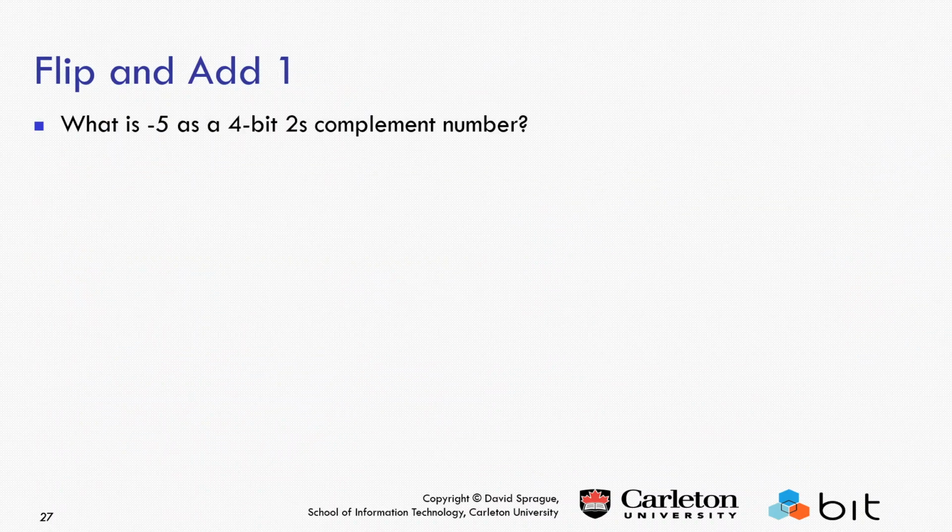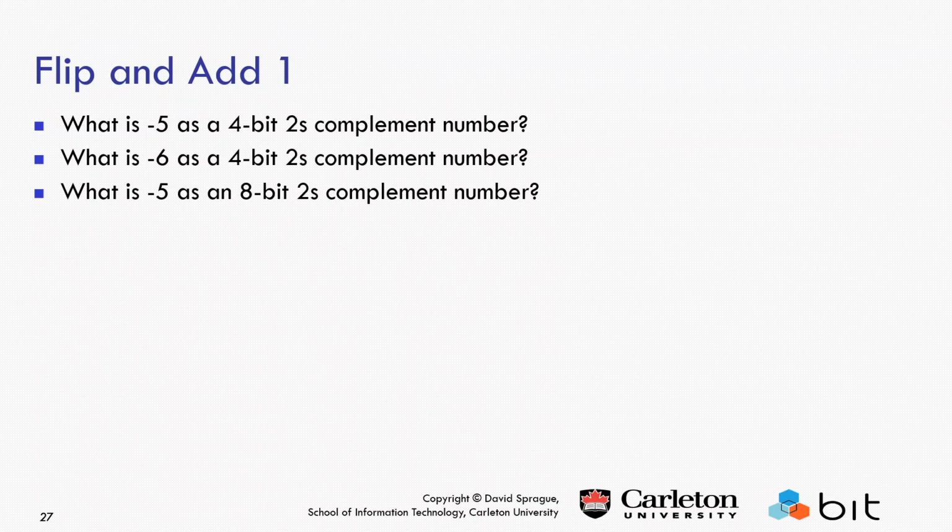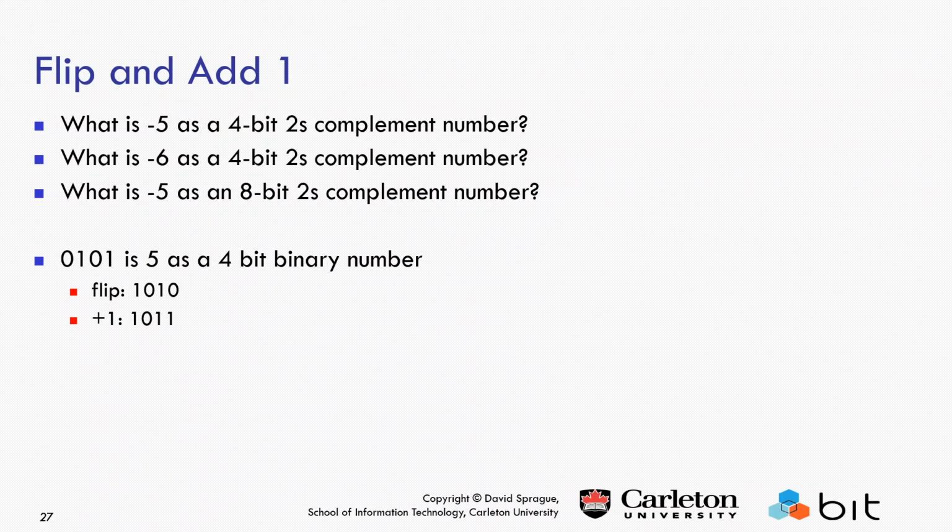Okay, so again, the approach is flip the bits and add 1. So I have -5. What is -5 as a 4-bit 2's complement number? Then we're going to look at -6 as a 4-bit 2's complement number. Then we're going to look at -5 as an 8-bit 2's complement number. Okay, so here's our approach. This is 5 as a binary number. I'm going to flip all the bits. It's 1010. So that's my flip step, from 0101 to 1010. I just flip everything, from a 1 to a 0, 0 to a 1. I then add 1. I get 1011. That is -5 as a 2's complement binary number.